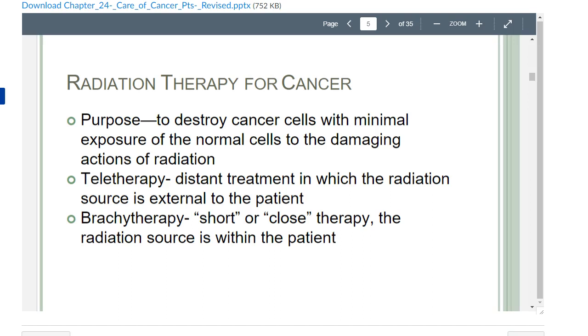With those implanted isotopes, patients obviously would be in a private room, and then you would want to dispose of bodily fluids per hospital policy, along with handling bed linens and clothing per hospital policies. Also, say for instance one of these implants would become dislodged, it is advisable per hospital policy to dispose of those in a lead container because they are radioactive. So that's a little bit about radiation therapy for cancers involving teletherapy and brachytherapy. Okay.